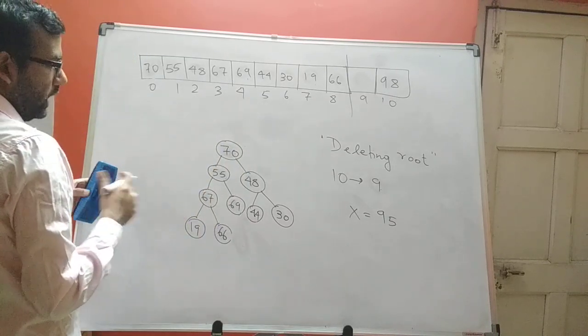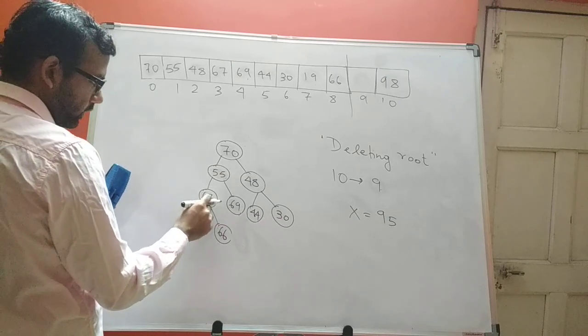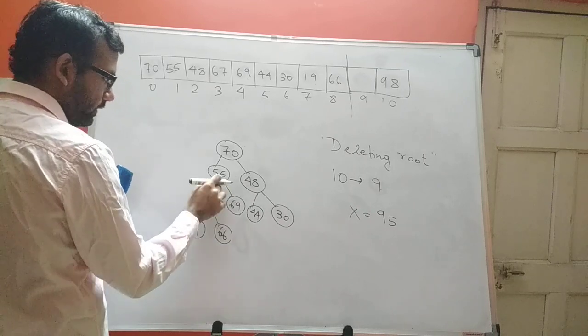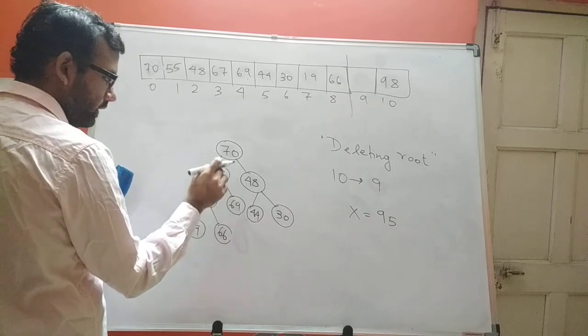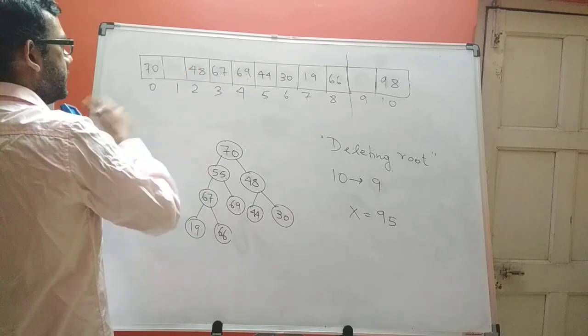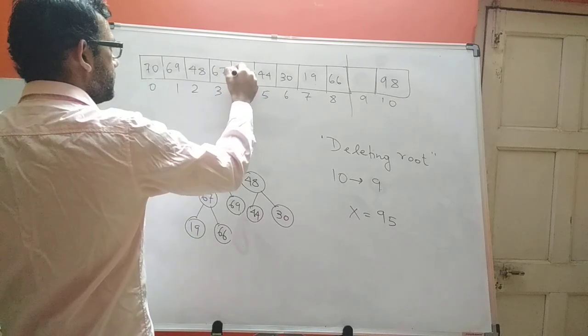Now what do I do? I'll check. My current node is 55. I check its two children. Out of 67 and 69, which is greater? 69 is greater. Now I compare 69 with 55. Is 69 greater than 55? Yes. So I need to swap it. So I'll swap 55 and 69. So 69 comes here and 55 goes here.